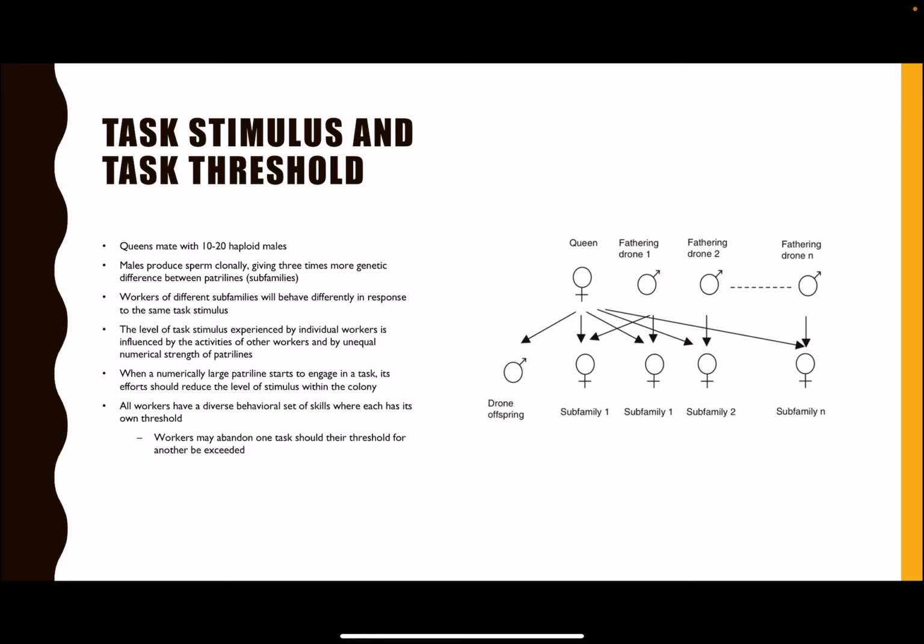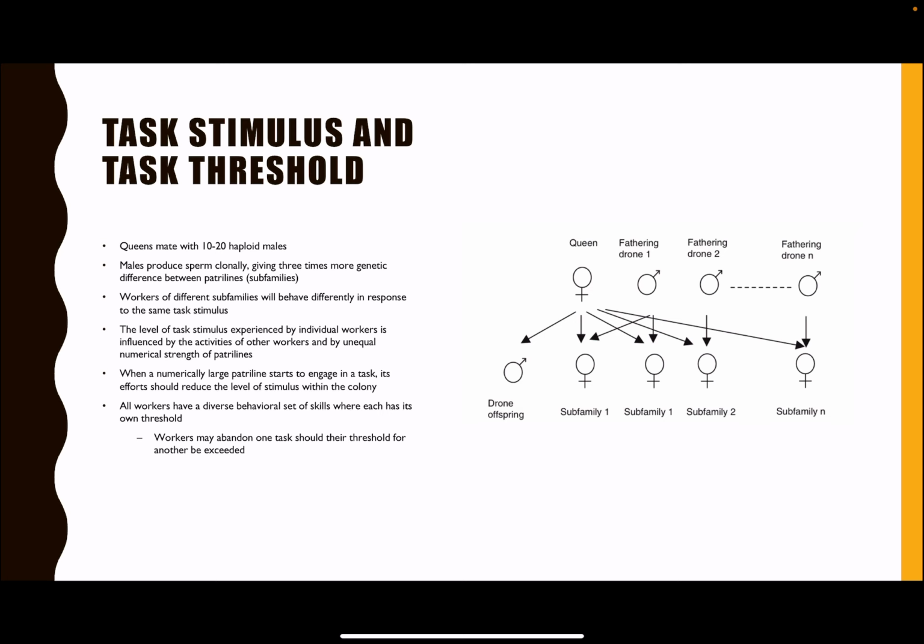So in task stimulus and task threshold, queens typically mate with 10 to 20 haploid males, these males producing their sperm clonally. This allows for about 3 times more genetic difference between these subfamilies or the patrilines. So in these different subfamilies, the workers tend to behave differently based on their task stimulus. And the level of the task stimulus experienced by an individual worker is influenced by the activities of other workers and by unequal numerical strengths of patrilines.